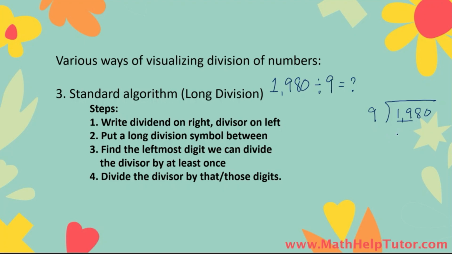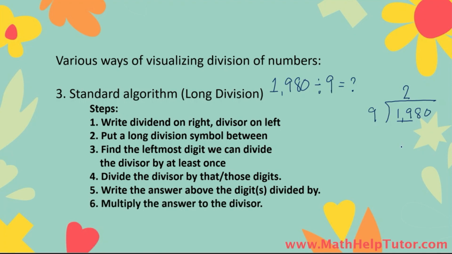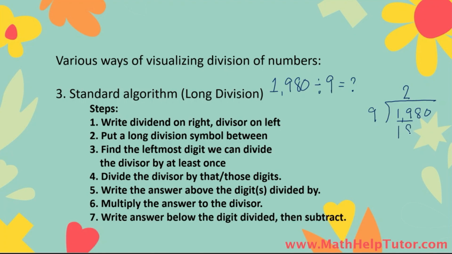Or in other words, how many 9s are in 19? Of course, the answer is 2. So we put that answer above the digit that we divided, which is 19. Next, we multiply that answer to our divisor. So we multiply 2 to 9. And we write that answer below the digits that we chose for the division, which is 19. Since 9 times 2 is 18, we're going to write that below 19.